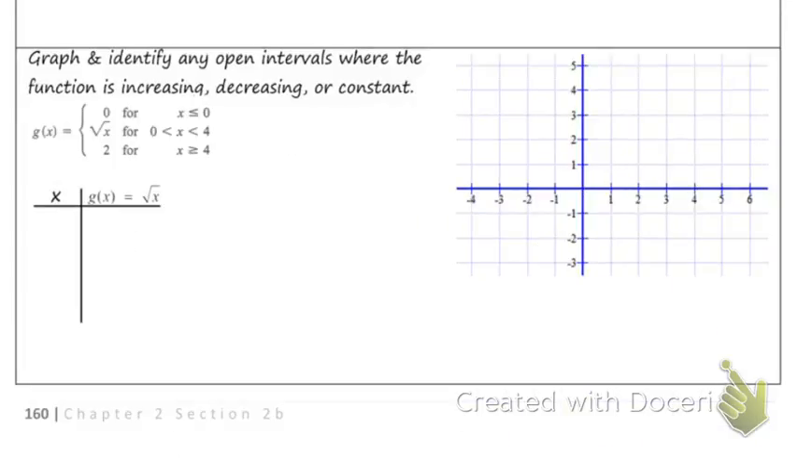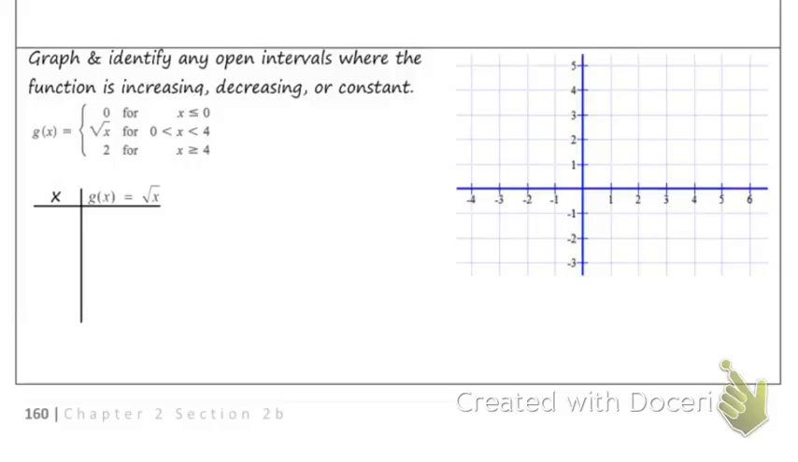All right. Once again, we have one that's split off into 3 different equations. In my mind, I'm focusing on what these equations mean. G of x equals 0 is a horizontal line at 0. G of x equals square root of x just kind of shoots off. G of x equals 2 is a horizontal line at 2. So we should have all 3 of those somewhere on this graph.